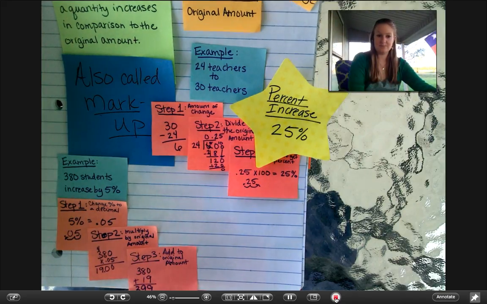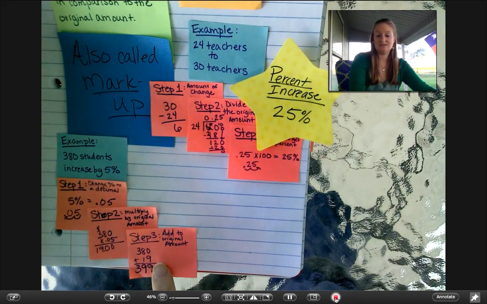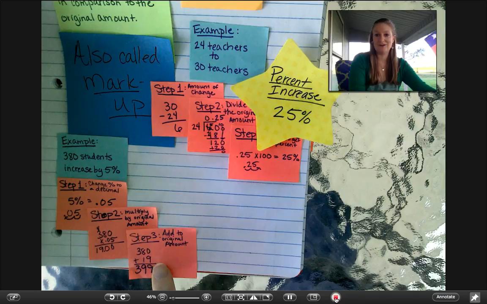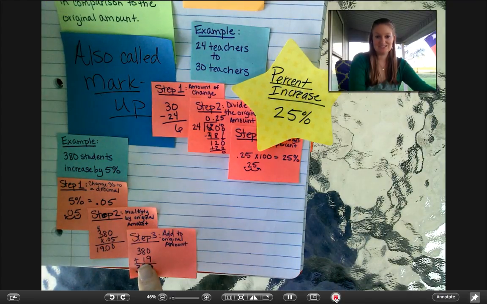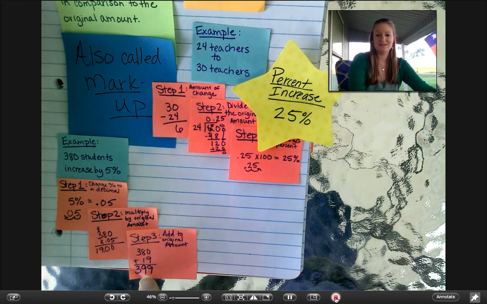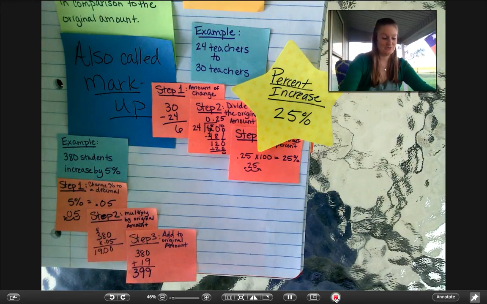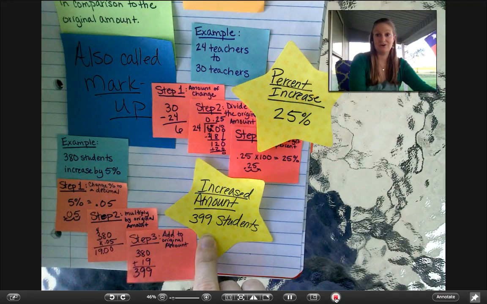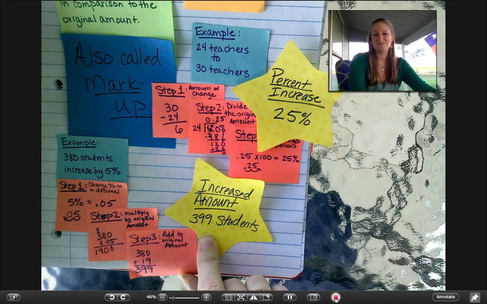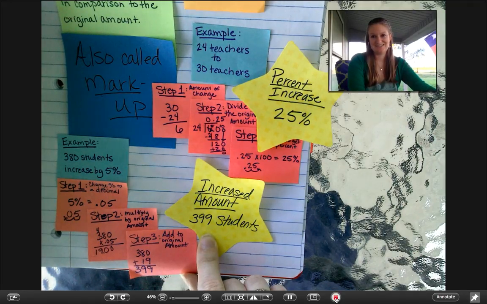So our third step is to add the original amount to what our answer was. So 380 was our original amount of students. Our increase is by 19 students. So we end up with 399 students. So our ending increased amount is 399 students.